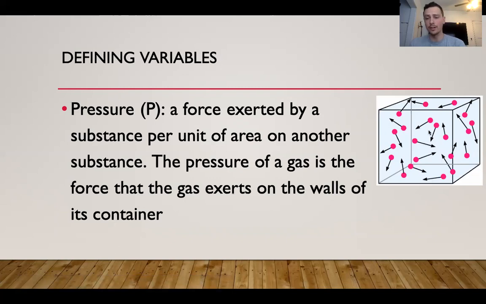Gas molecules are constantly moving, and they don't just stop when there's a wall in front of them. They run right into that wall and bounce off. And that force from a molecule hitting the wall many, many, many times very, very quickly is what gives us internal pressure in a system.